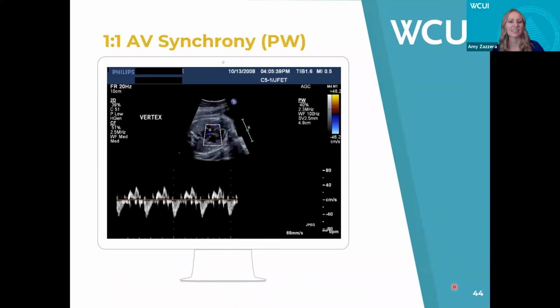All right, and this is an example of that. Looking at that AV synchrony with pulse wave. And this is how I like to do it. And me too. I agree 100%.